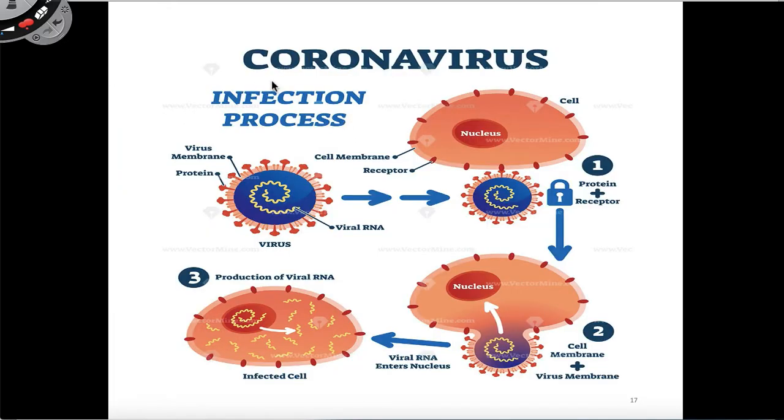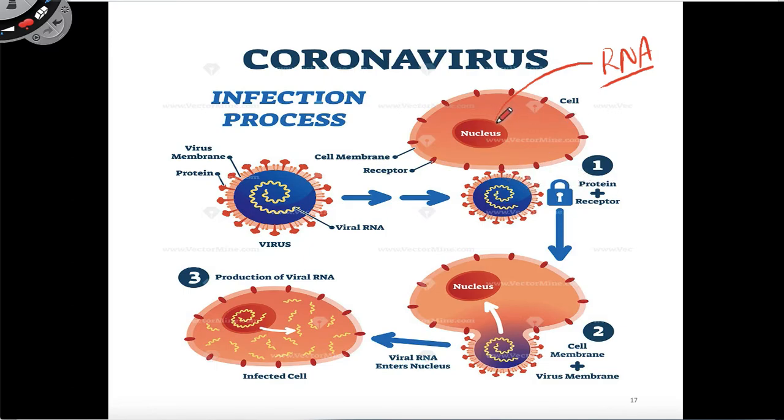So we know that coronavirus, just like any other virus, needs a host cell. It needs to infect a host cell. So here's the infection process of the coronavirus. Notice that just like any other virus, it has either DNA or RNA. For coronavirus, it actually has RNA as its genetic material.